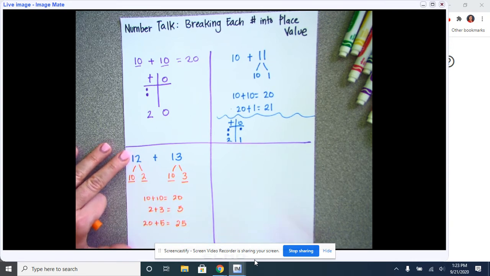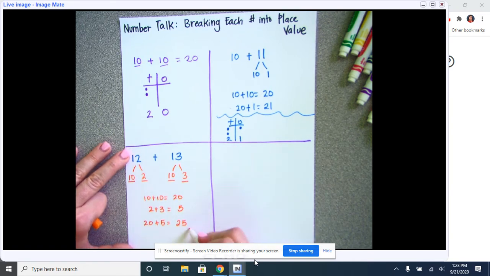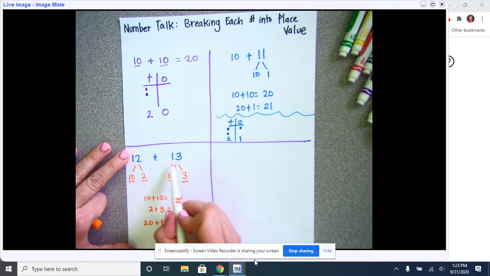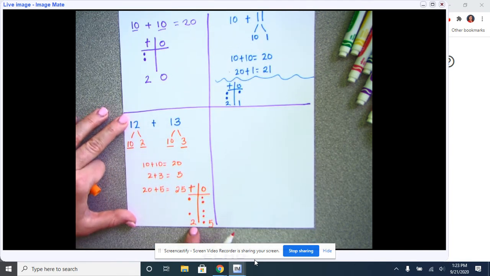Okay. Could you draw a picture of this? Absolutely. So if I drew a picture, tens and ones, if I drew 12, that's 1 ten and 2 ones. And then if I draw 13, that's 1 ten and 3 ones. So I've got 1, 2, 3, 4, 5 ones and 2 tens, which is 25.